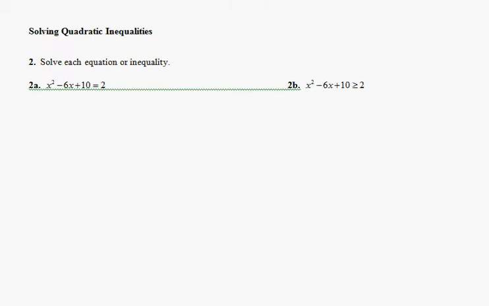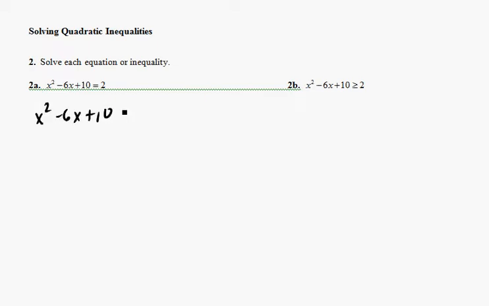Solve each equation or inequality. So, our first problem is a quadratic equation. In order to solve a quadratic equation, we first want to get one side equal to 0.